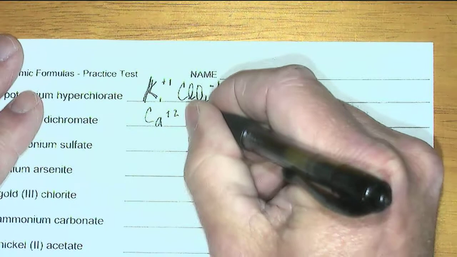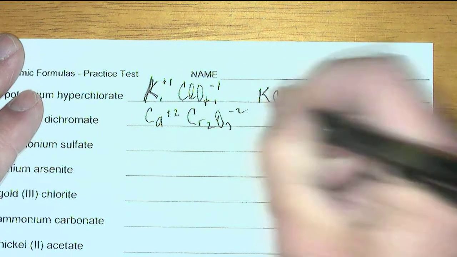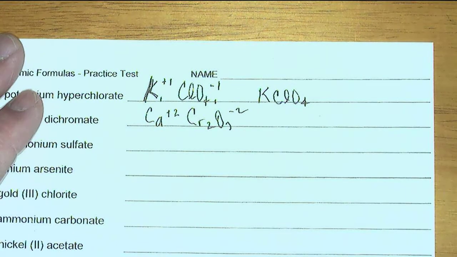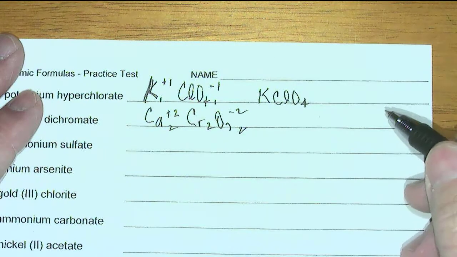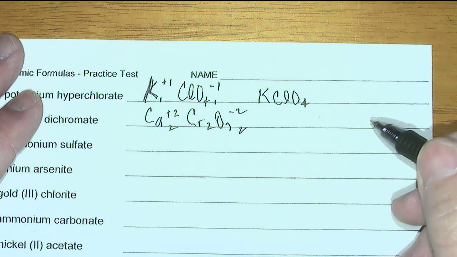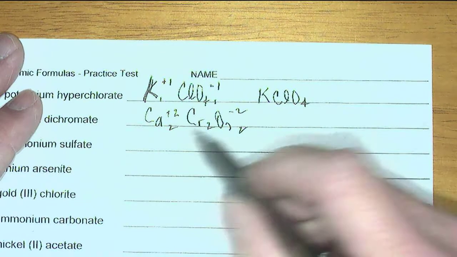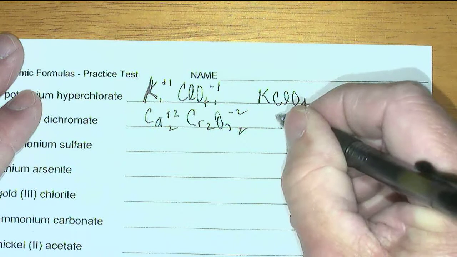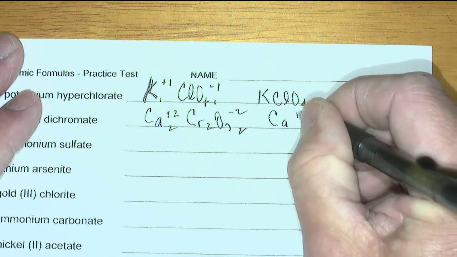So, Cr2O7 -2. So we'll have a 2 here and a 2 here. Now, remember that we always simplify these ionic compounds. So we're going to divide through by 2 here and get rid of those 2's. So this one was going to look like this. Calcium dichromate.